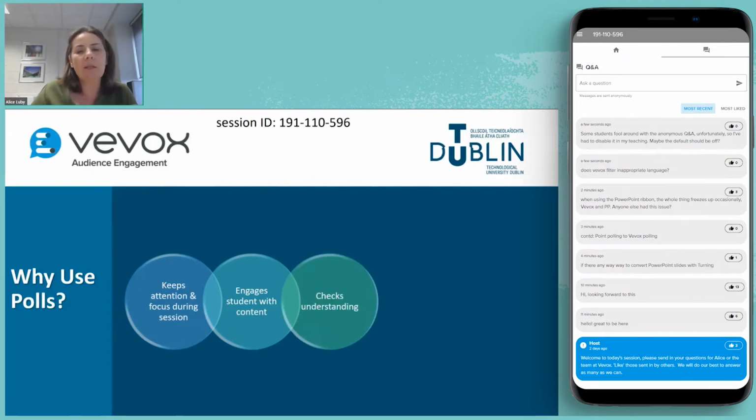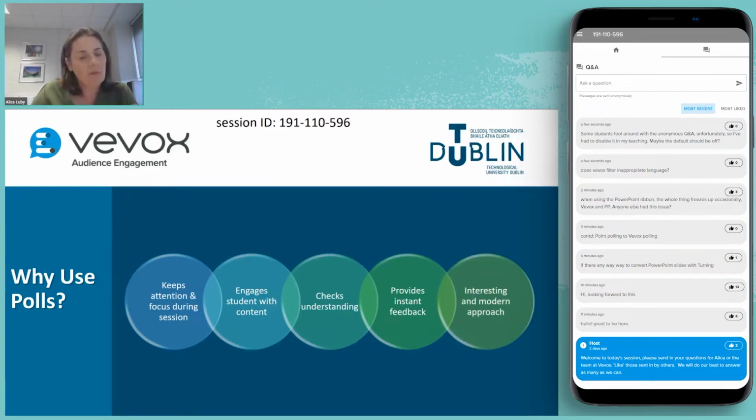And then when they put in their answer, it allows them to check their understanding so they can see how they are doing. But importantly, it's providing them with feedback. Did they get it right or wrong? How are they doing against the rest of the class? So overall, it's an interesting and modern approach that engages them and keeps them awake.